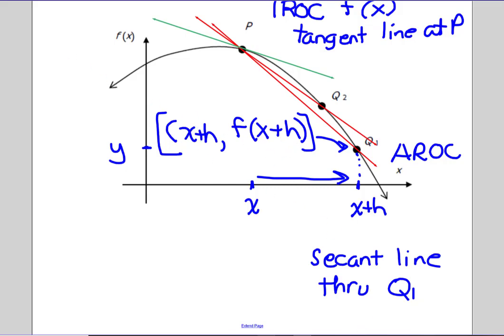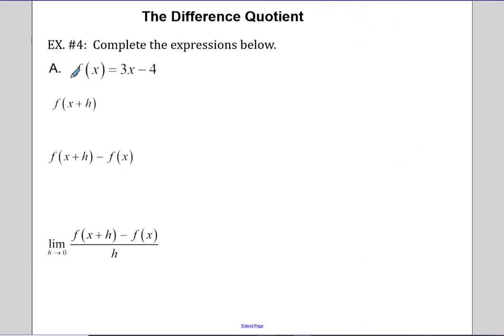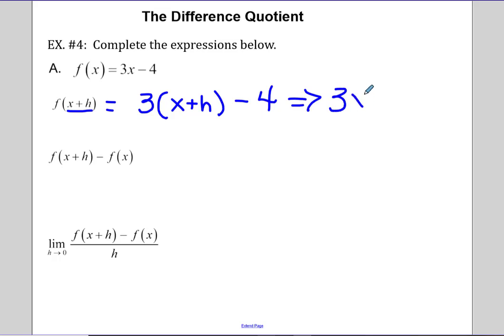And we're going to see how the difference quotient and the limit were created by this 3-part example. So let's say we are given 3x minus 4, and we want to find f of x plus h. So I want to take the function 3x minus 4, and in place of my variable, I'm substituting x plus h. So my f of x plus h becomes 3x plus 3h minus 4. That's f of x plus h. See how we're going to use it down here in the difference quotient.